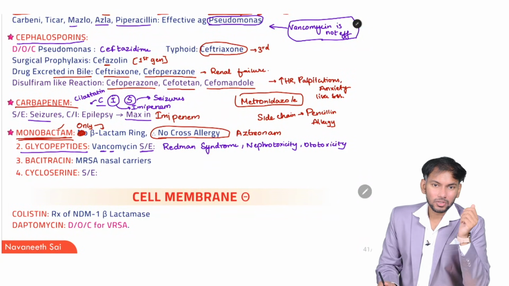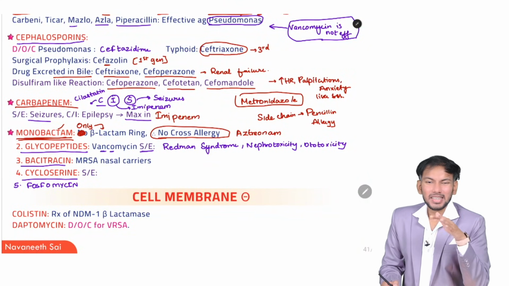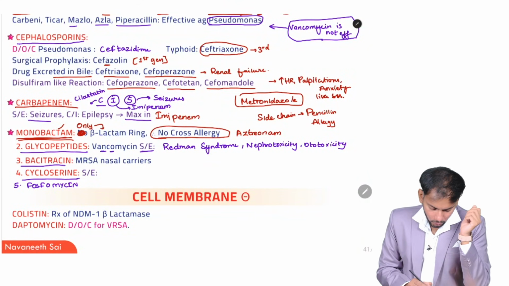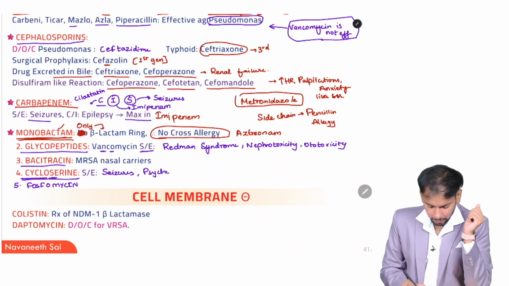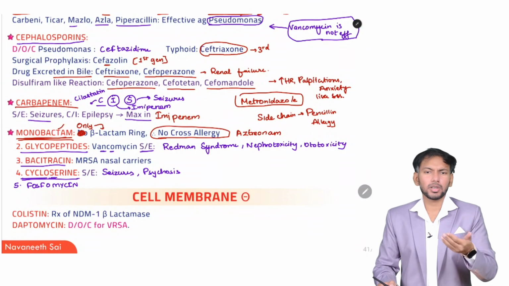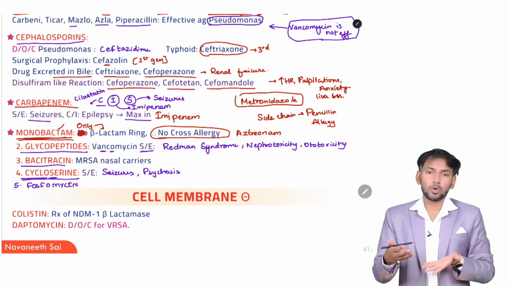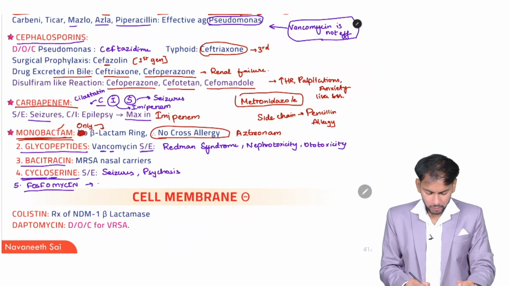Now, the other classes of drugs are bacitracin, cycloserine and fosfomycin. Bacitracin can be used in MRSA nasal carriers. Cycloserine, what are the side effects? S for seizures. It will cause seizures. It will also cause psychosis. You can remember it as psychoserine. So, psycho means psychosis, SE for seizures. That's all. Fosfomycin can be used in UTI.